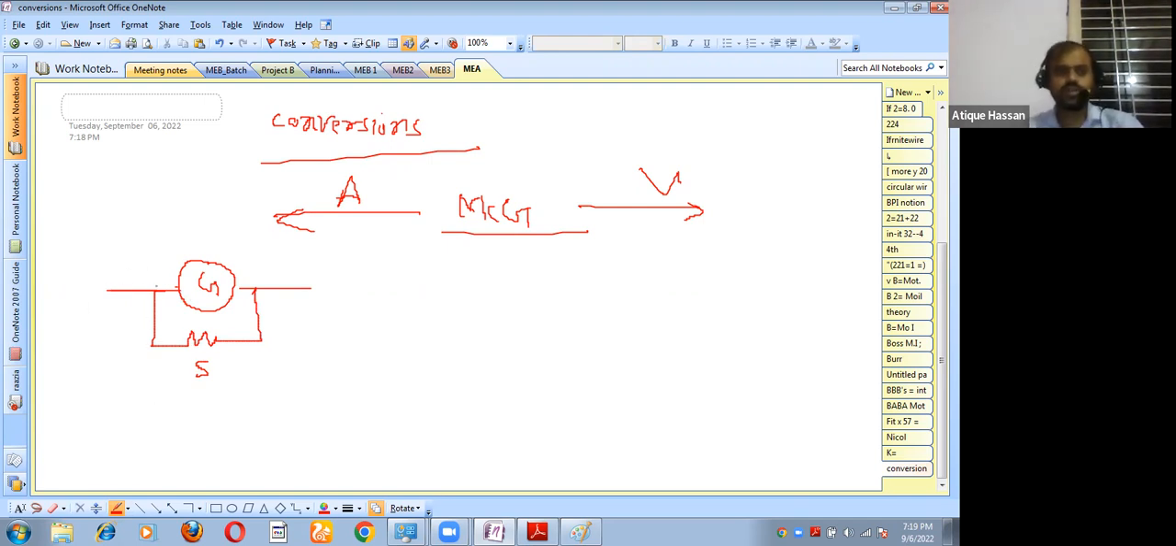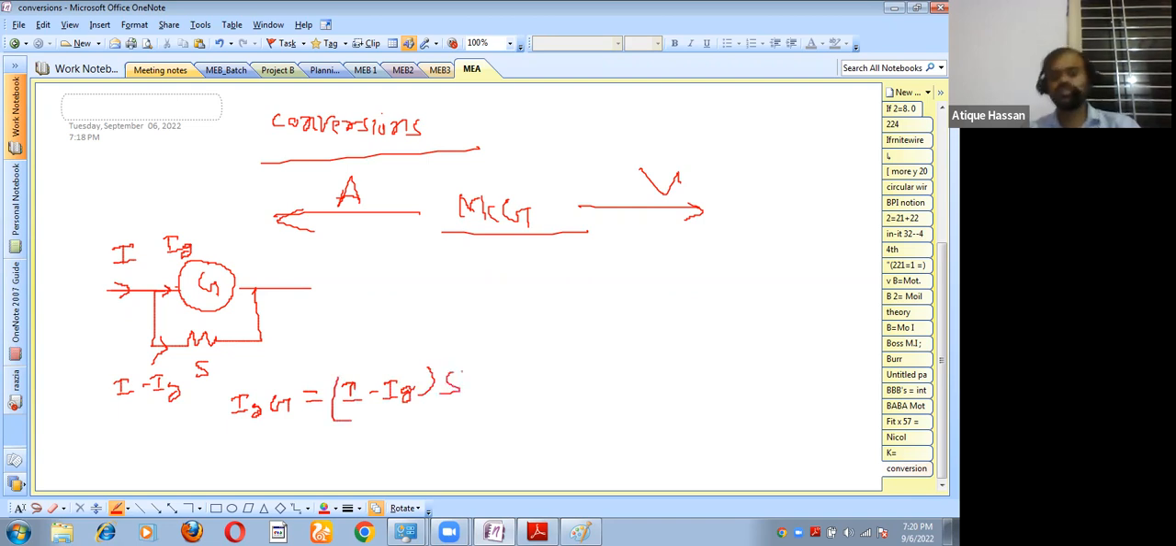So this is now converted to an ammeter. Suppose we have a current like this. Total current is I. Sometimes the current through the galvanometer, suppose Ig. So here current will be I minus Ig. So we can write the formula like this: Ig into G will be equal to I minus Ig into S.